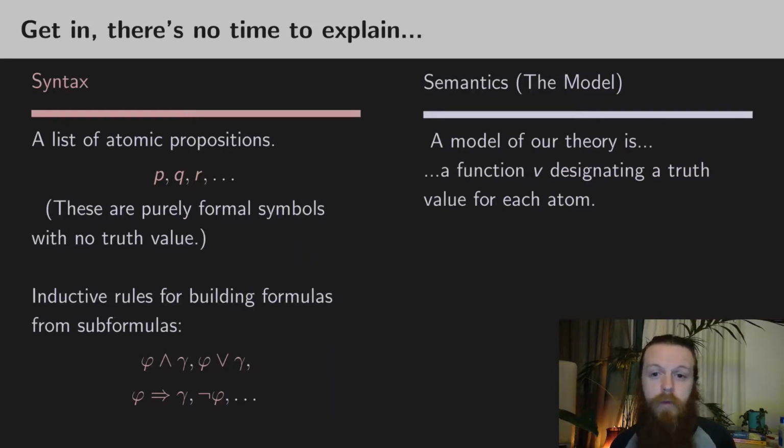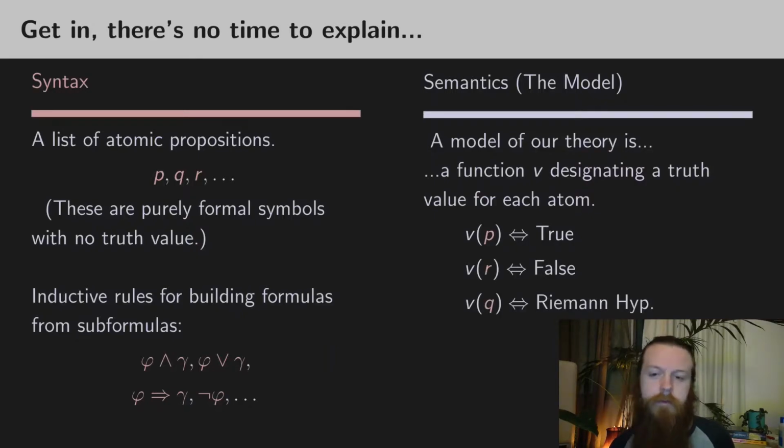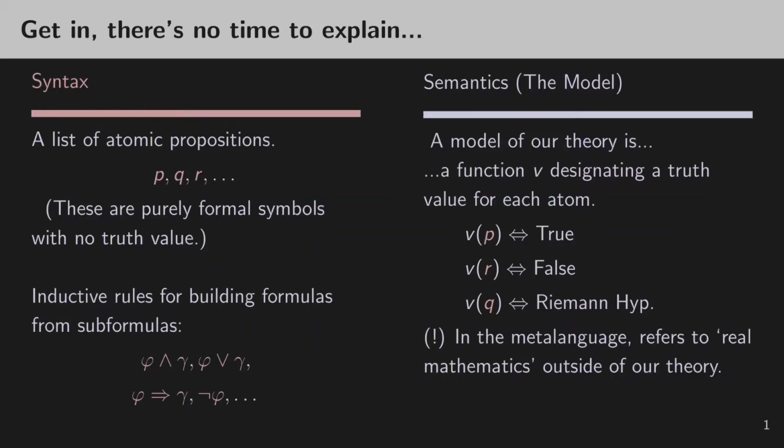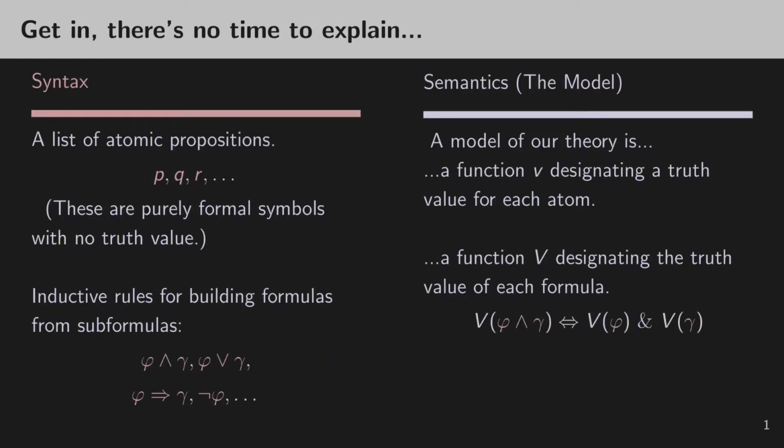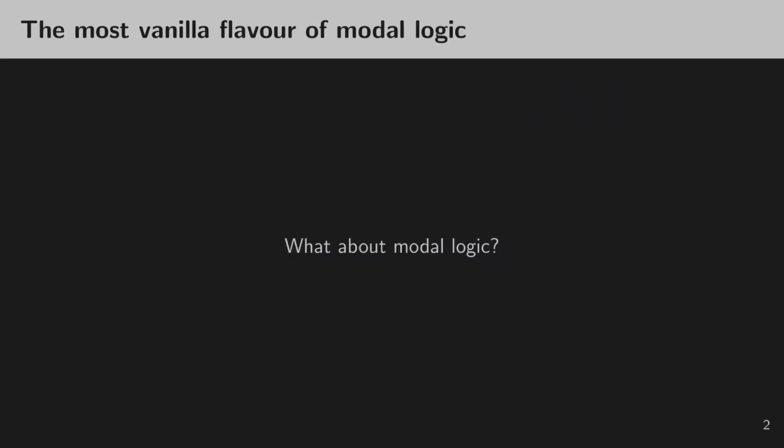So, for example, we might say that P is true, that R is false, and that Q is true if and only if the Riemann hypothesis. And the interesting thing to take away from this really is that what we're doing is we're relating expressions within our formal language to statements in regular old mathematics. So once we've associated values to each of the atomic propositions, we can also do it to formulas in the regular way that you might expect, where, for example, phi and gamma is true if and only if phi is true and gamma is true.